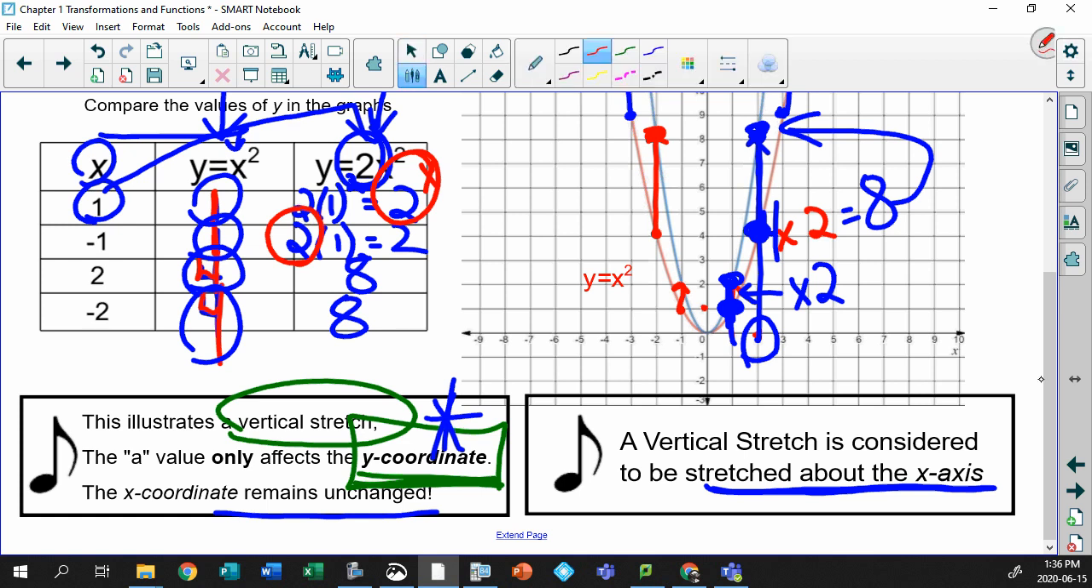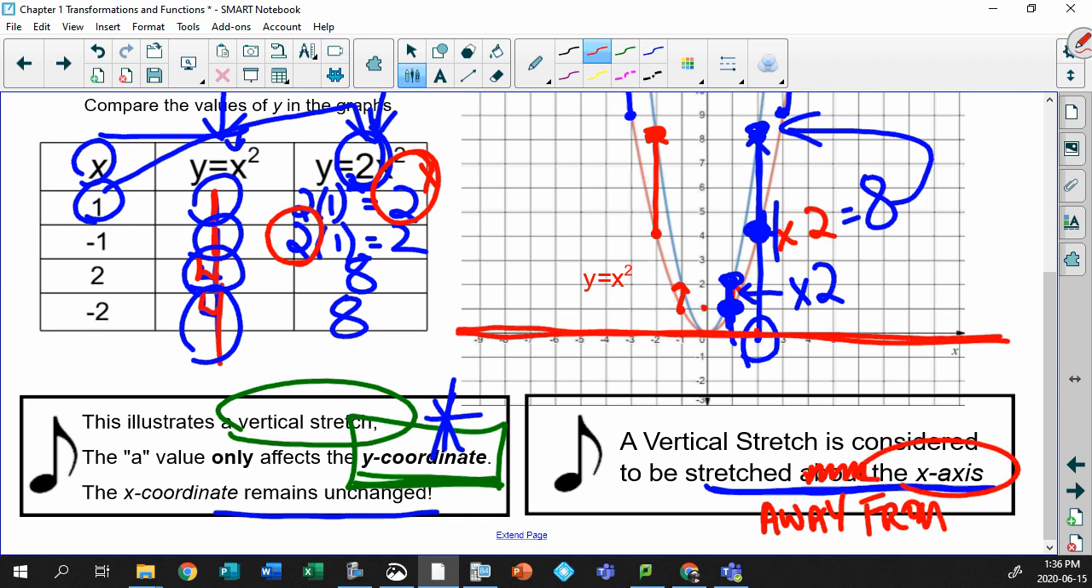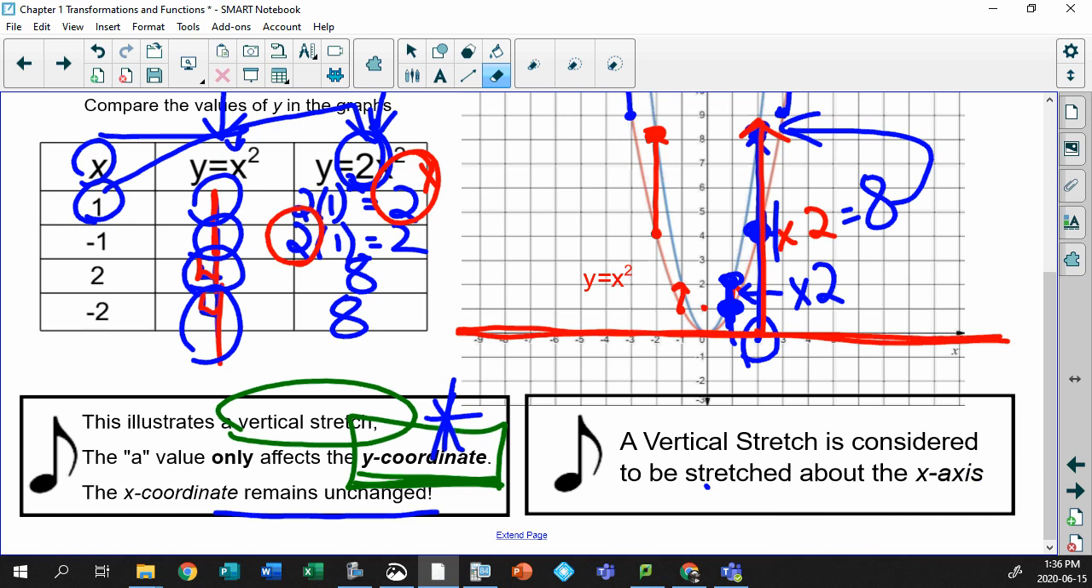Now, why is it about the x-axis? Because about can be changed to away from the x-axis. Think about it. There's the x-axis. You're stretching away from the x-axis. So although it's not technically correct, you have to say about the x-axis, but if you keep in the back of your mind away from the x-axis, you're going to be okay.